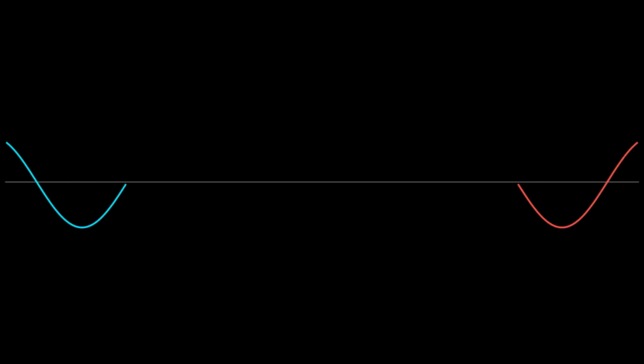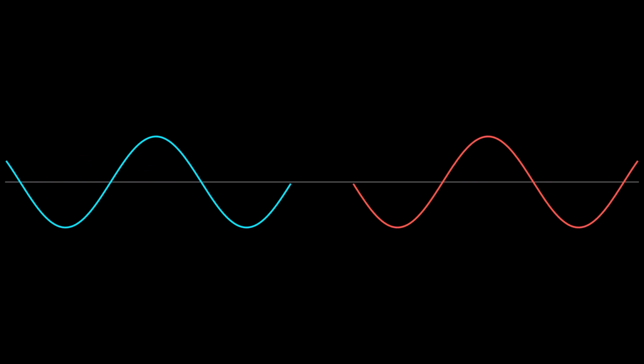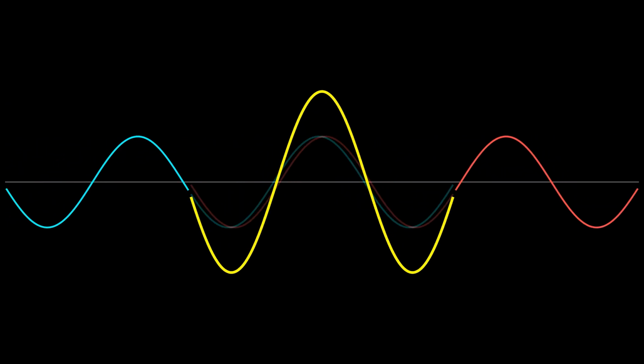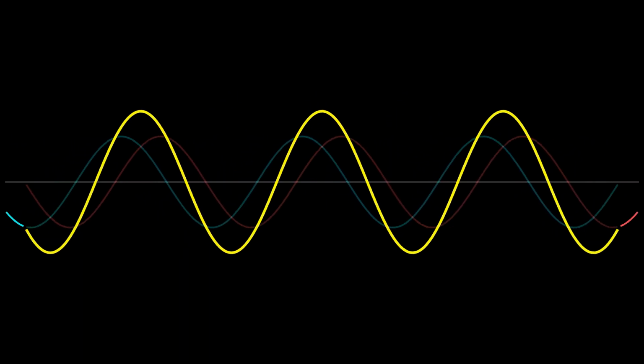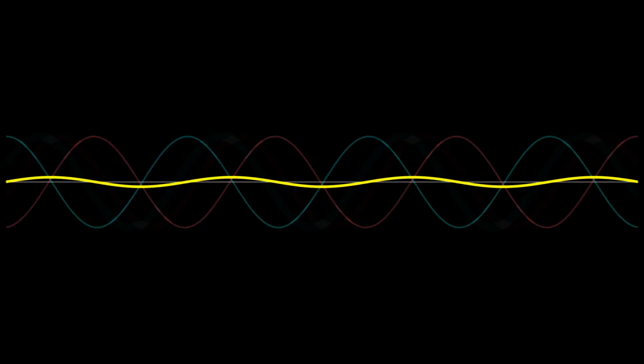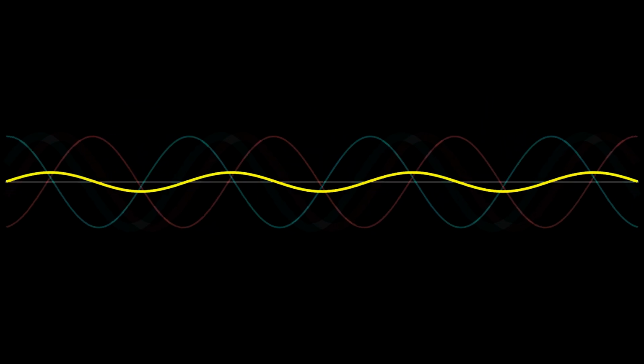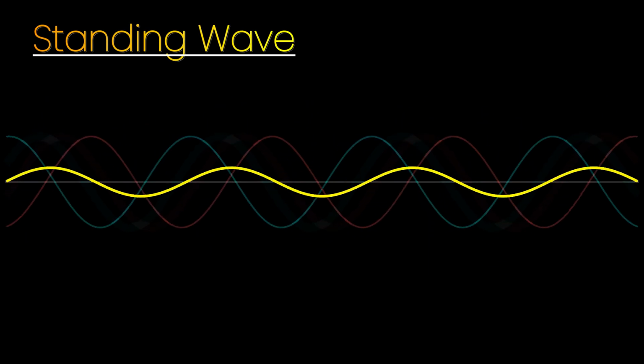But if two identical waves pass through each other in opposite directions, the crests and troughs lock together. The result no longer moves, it stands and vibrates, so we call it a standing wave.